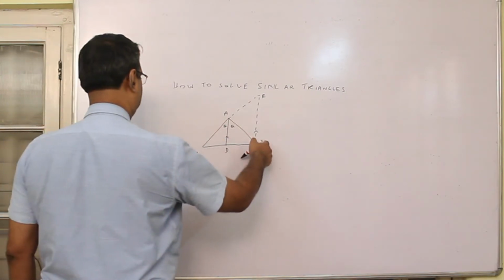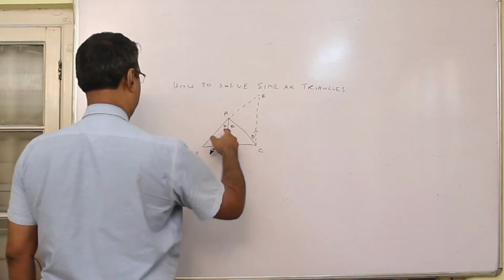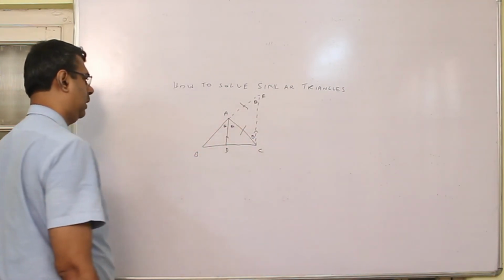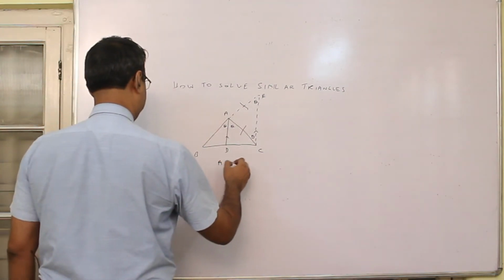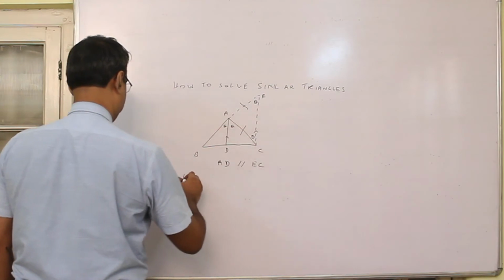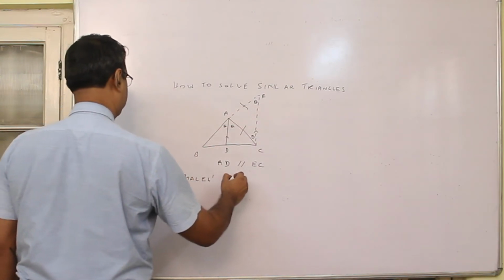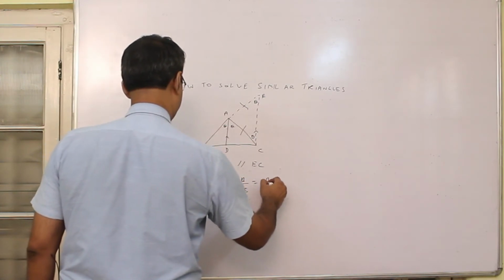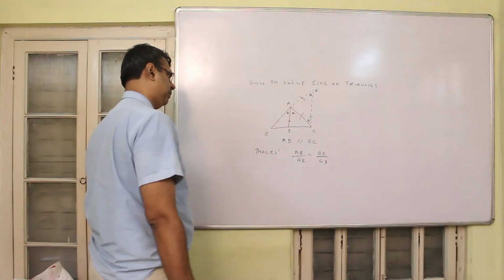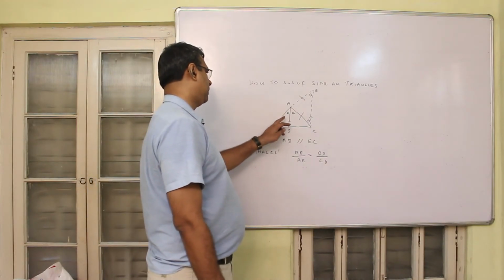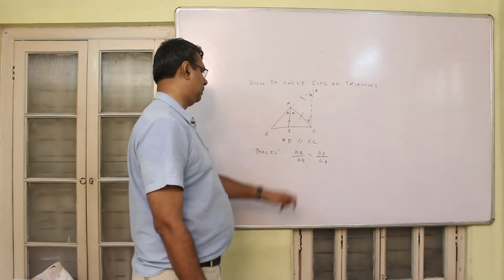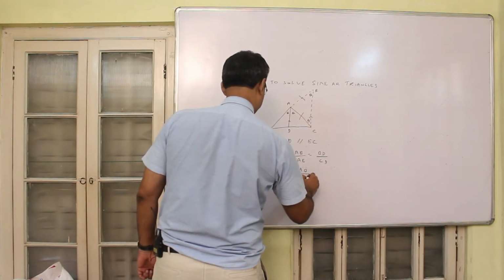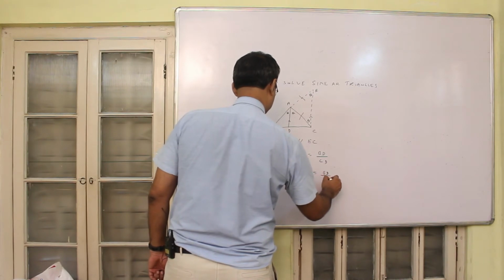So since these two are parallel, if this is theta, this is also theta, and again due to parallel, if this is theta, this is also theta. So AE and AC both are equal, but if AD is parallel to EC, then by using Thales theorem, we are in a position to say that AB by AE is equal to BD by CD. So using Thales theorem, we can say that AB by AE is equal to BD by CD. But we know that AE and AC are equal, so AB by AC is equal to BD by CD.